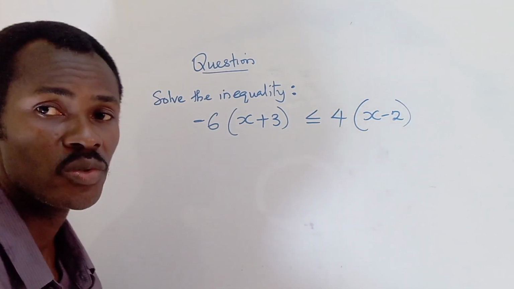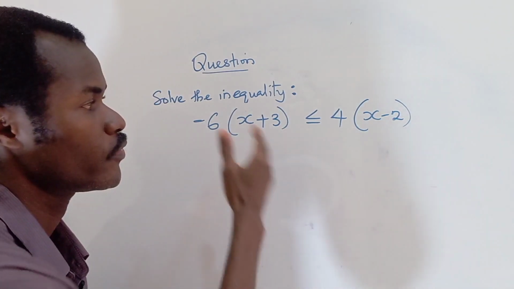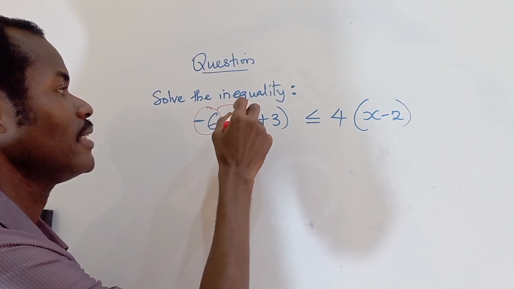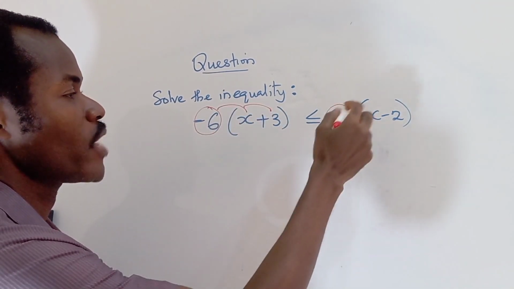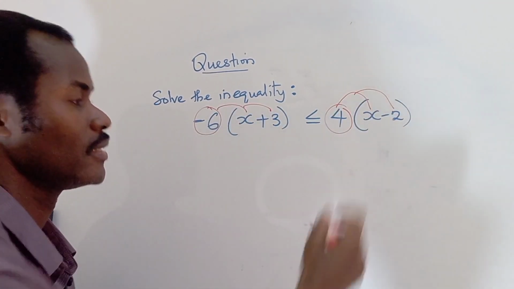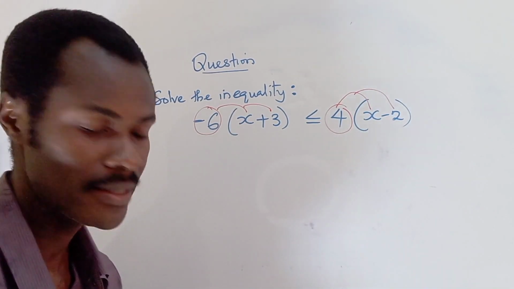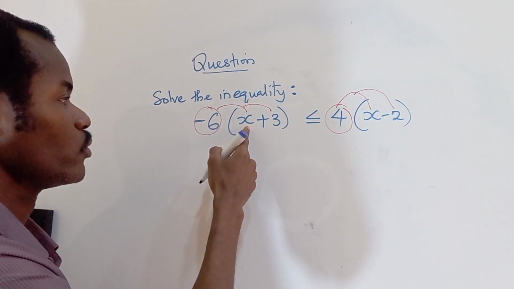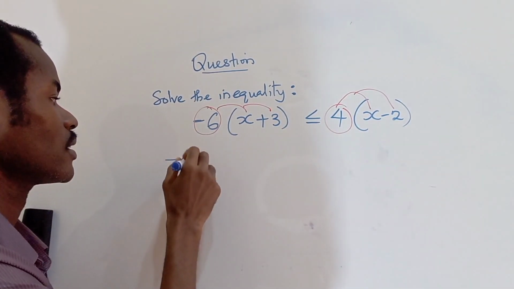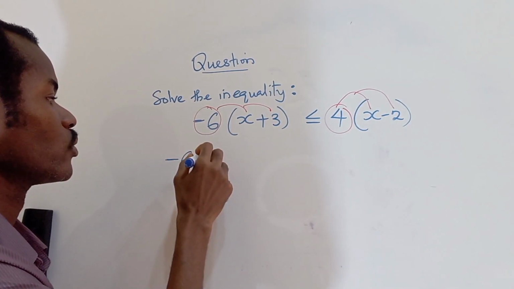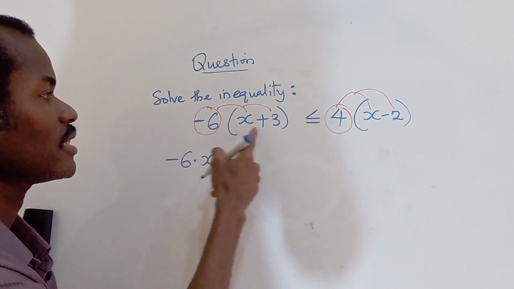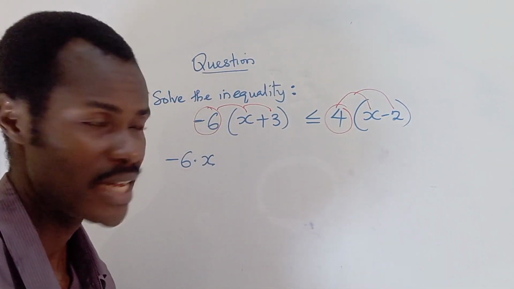Now the first thing I want to do is remove the brackets from both sides. So this minus 6 we are going to use to multiply this, and 4 we are going to use to multiply this and this. So let's do that and see what that gives us. We have minus 6 times x, so that will give us minus 6 times x. The dot means multiplication. Now we have minus 6 times plus 3. What would that give us?